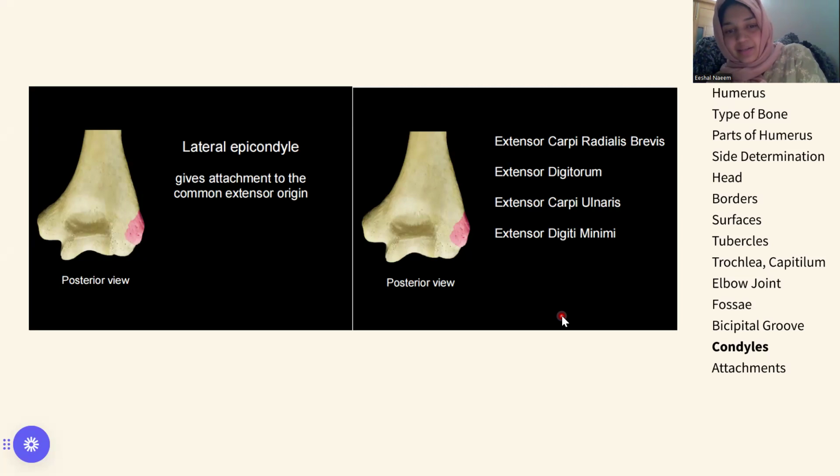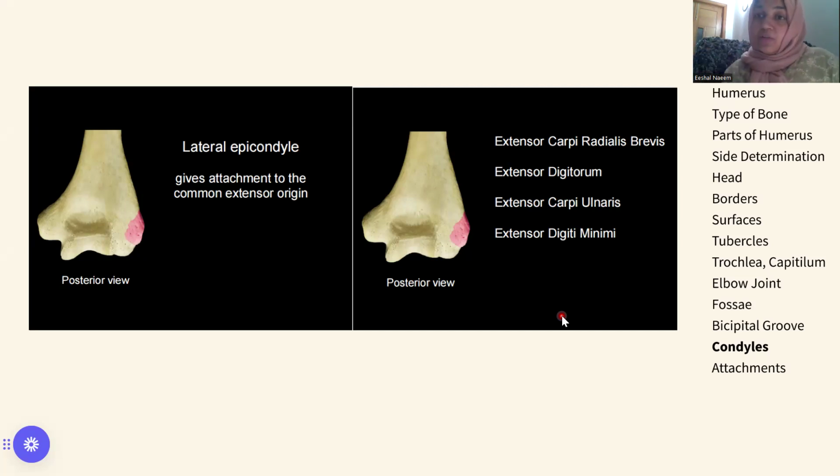Now, just to summarize a little bit, the humerus is a long bone that plays a vital role in upper limb function. We have discussed structure, head, borders, surfaces, tubercles, fossa, and condyles. Understanding these features is essential for clinical application, particularly when looking at fractures in X-ray and joint issues, joint movements. I really hope that you get the side determination correct, because if you get it correct, everything else follows after that.